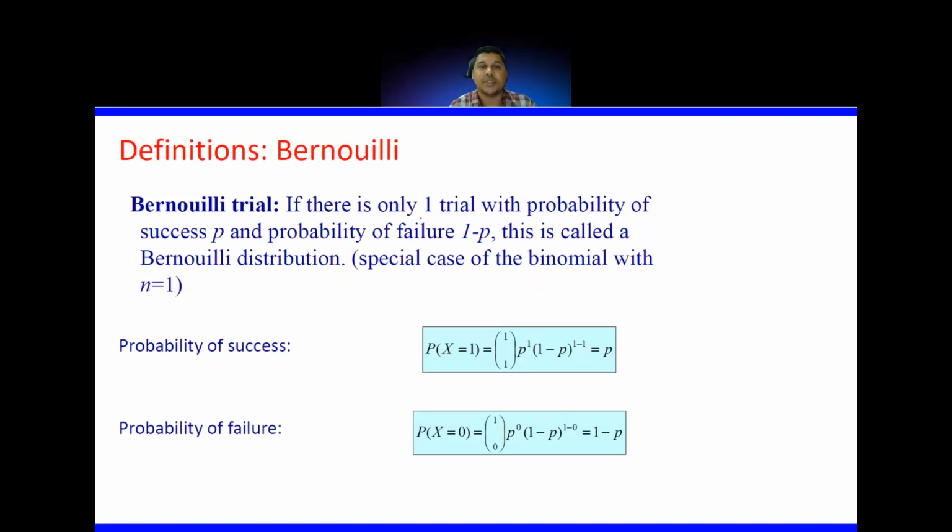But here, if there is only one trial with the probability of success P, probability of failure 1 minus P, this is Bernoulli. So we don't do the experiment multiple times. We do it only one time. In that case, we apply Bernoulli distribution. So see here what we are writing, 1C1, that is 1 always, success into 1 minus P. So it's always P. So probability of getting 1 and 0 is P and 1 minus P. Very simple Bernoulli distribution, if the experiment is done only one time.